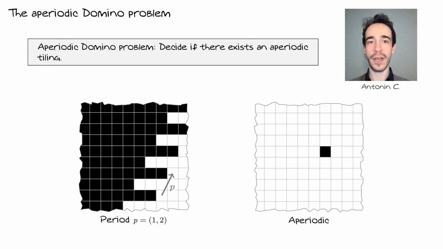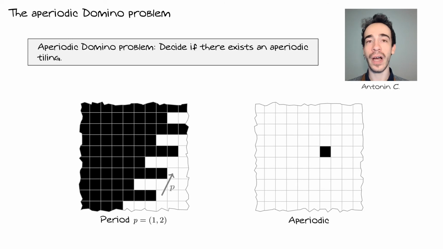Given the importance of the notion of aperiodicity in tilings, this talk focuses on a variant of the domino problem, the aperiodic domino problem, in which, instead of asking whether there exists a tiling respecting a given set of constraints, we ask whether there exists an aperiodic such tiling. In this question, a tiling is said to be periodic if there exists a vector such that the tiling and its shift are equal, and it is aperiodic if no such vector exists.